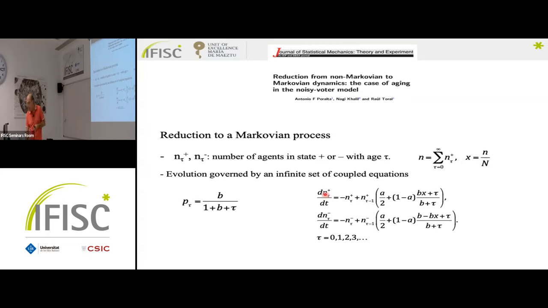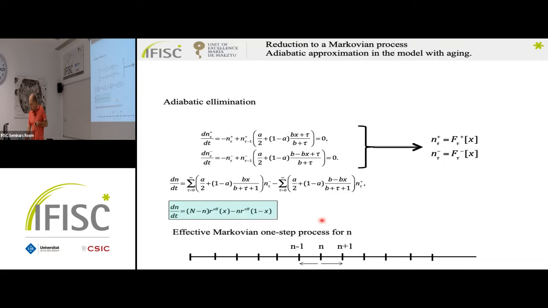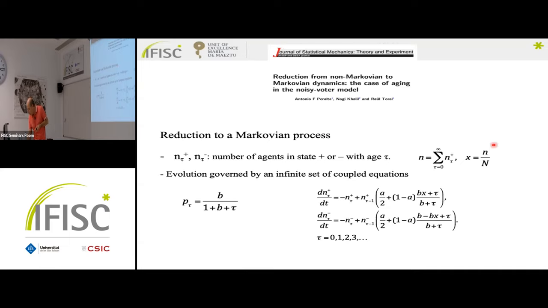Okay, you have an infinite set of equations. Remember, we can reduce it to Markovian, but the price to pay is that we need to deal with an infinite set of evolution equations. So we go to an infinite set of evolution equations, and then we try to simplify them. And we simplify them by using this adiabatic elimination. So we assume that the time evolution of the global variable X is much slower than the time evolution of the individual variables N tau plus and N tau minus.